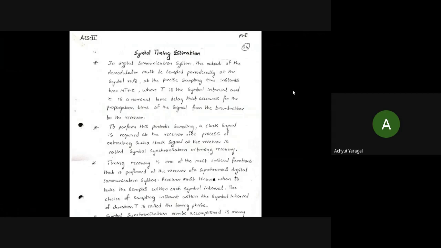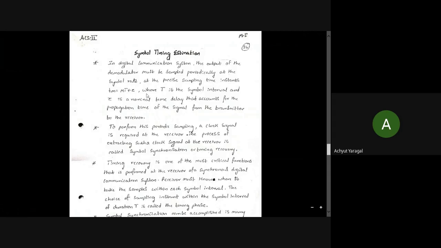In digital communication, at the output of the demodulator, we need to sample the output periodically with a certain rate. That is nothing but our symbol rate, at precise instants, that is Tm is equal to m into capital T plus tau, which you can see on this screen. Tm is equal to small m into capital T plus tau.